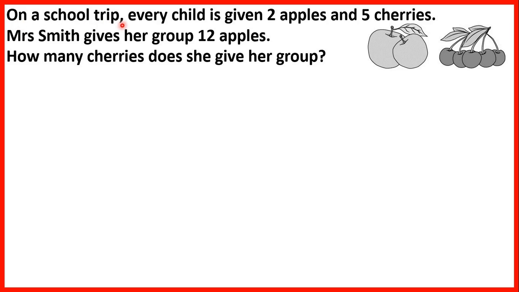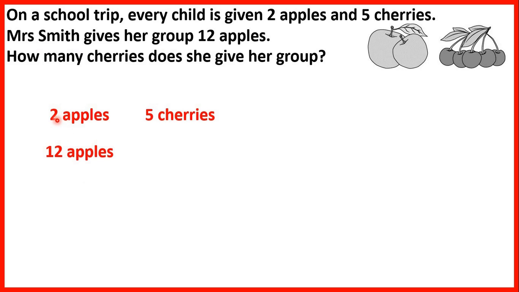On a school trip, every child is given 2 apples and 5 cherries. Mrs. Smith gives her group 12 apples. How many cherries does she give her group? So we know that every child gets 2 apples and 5 cherries, but Mrs. Smith gives out 12 apples, so we can write that below.